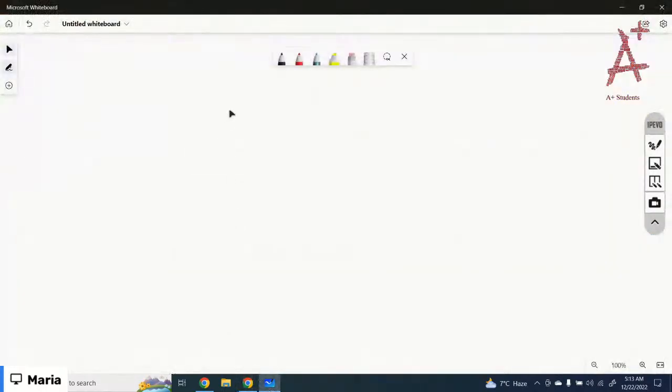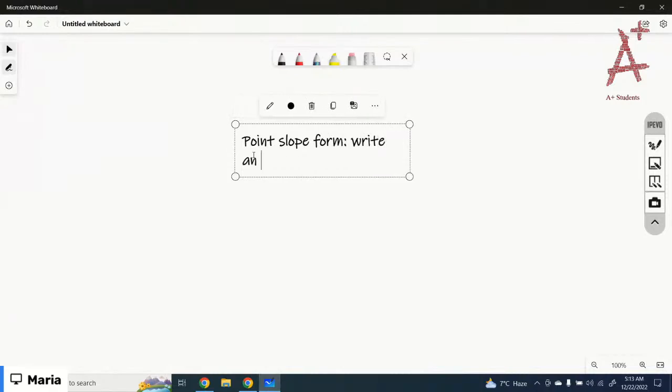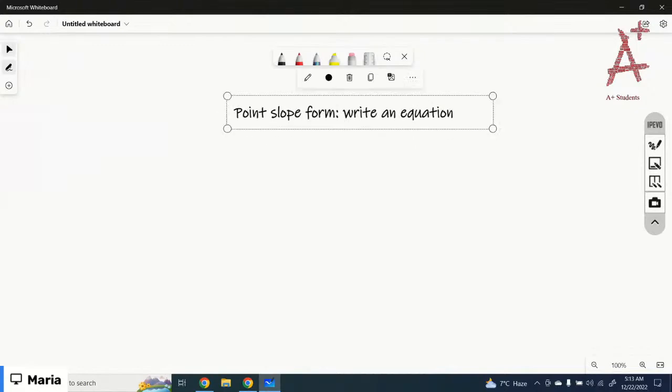Okay, let's just start with the next lesson. The next lesson is point-slope form. Write an equation.